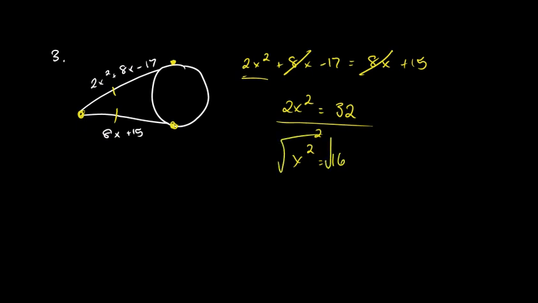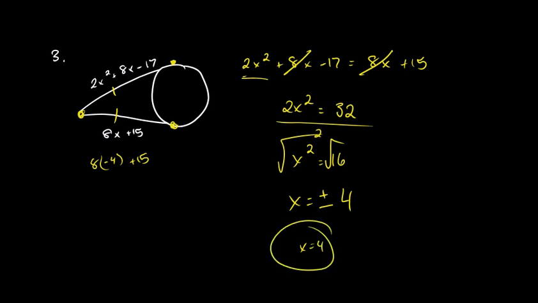And take the square root. I would get x equals plus or minus 4. However, if I plug in the negative 4 times 8 plus 15, I am going to get a negative value, so that actually rules out the negative. So x equals positive 4 is my only actual solution. The other one is what is called an extraneous solution.